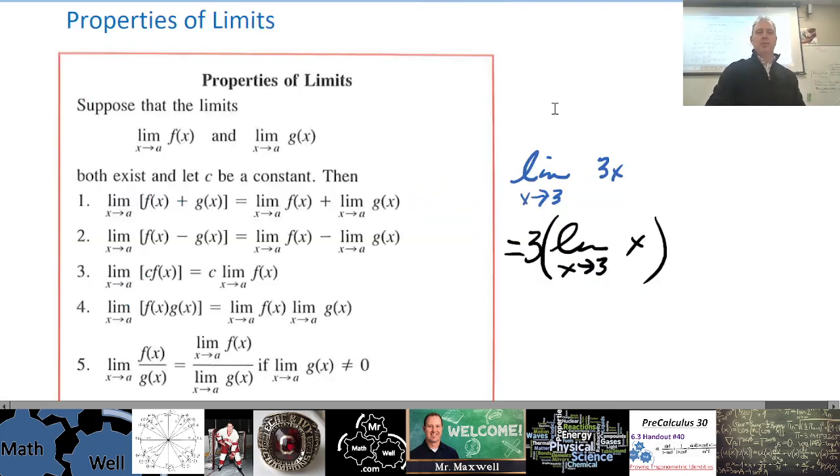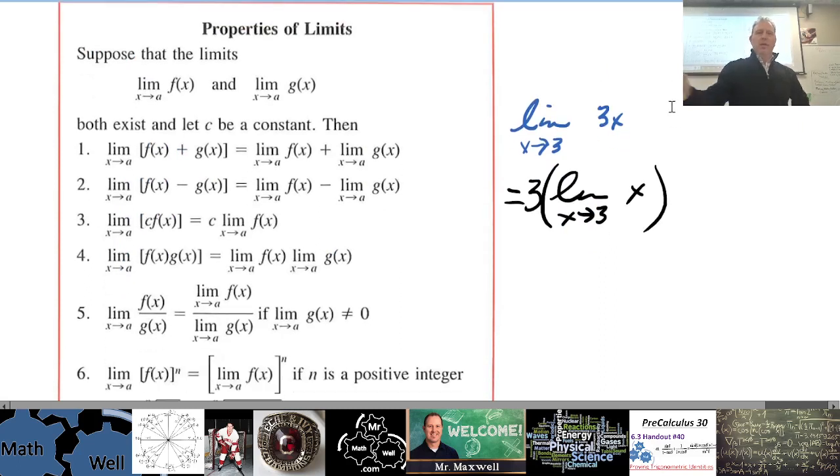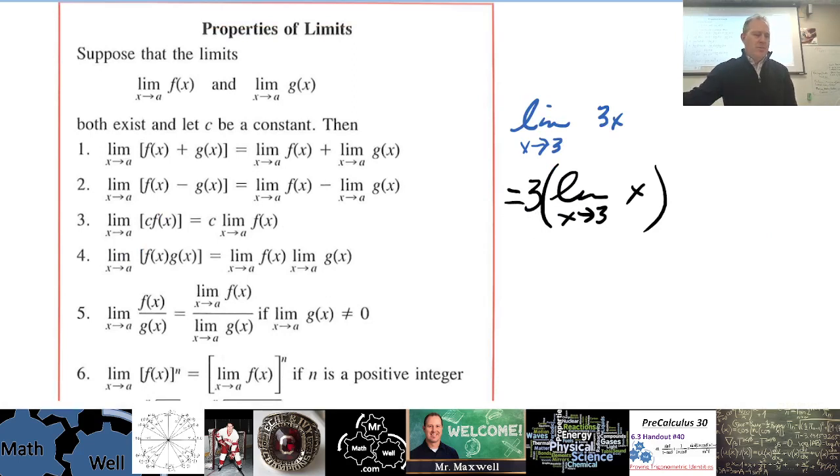But I'm going to take a look at properties of limits here as well before we launch into chapter 7, because we're going to be using these quite heavily. So again, you can refer back to this. I believe this is on page 13 in your text if you want to look back. Properties of limits, pretty straightforward.